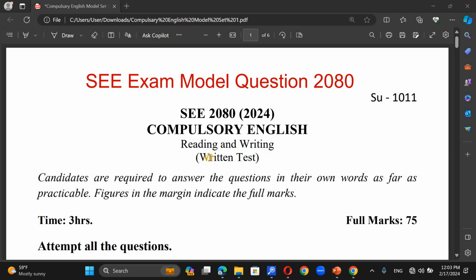Dear students, today I have come up with the complete guide, complete solution to the compulsory English model questions set by the government of Nepal.